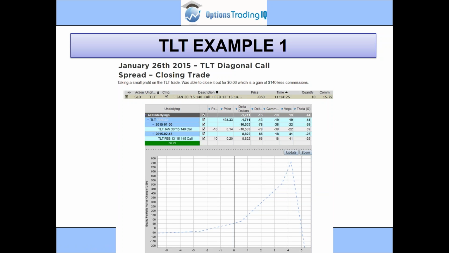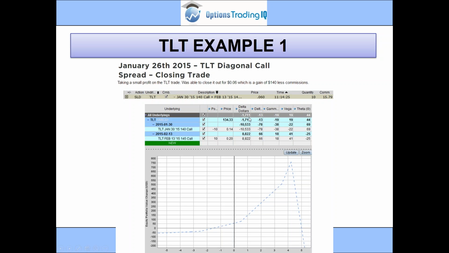Okay, so 6 days later, TLT has basically gone nowhere, still trading around 134. So I managed to close it out, took a small profit, closed it for 6 cents, which was a gain of $140. So we received $80 when we entered the trade, and then when we closed it, we're selling it for 6 cents, we receive another 60. Okay, so the 80 that we received initially, the 60 that we get when we sell it, we've made 140 in total. Okay.